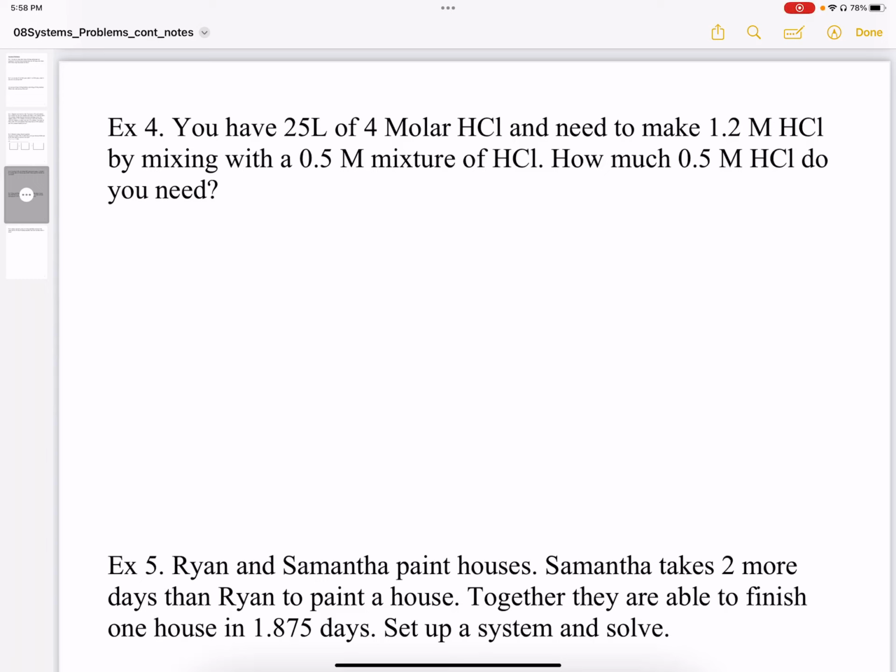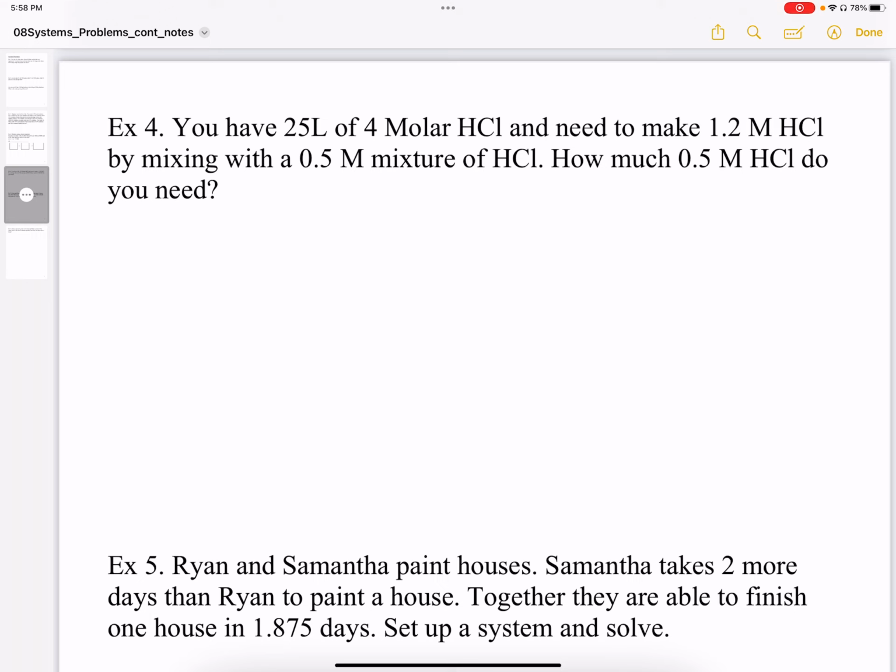Okay, in this problem we have 25 liters of full 4 molar hydrochloric acid, HCl is hydrochloric acid, and we need to make a 1.2 molar concentration hydrochloric acid. And we're going to do that by mixing 0.5 molar mixture into the higher concentration of 4 molar. Okay, so it's going to look like this.